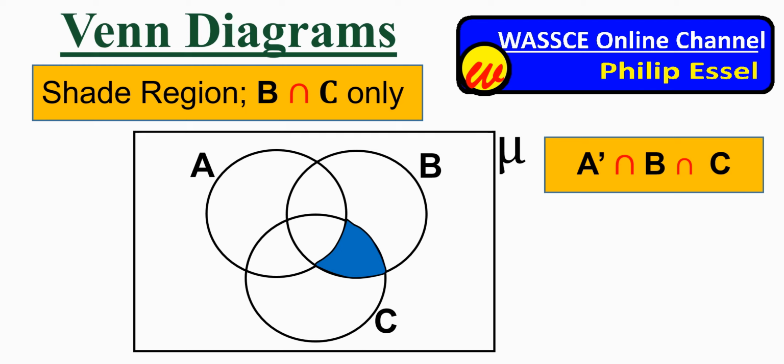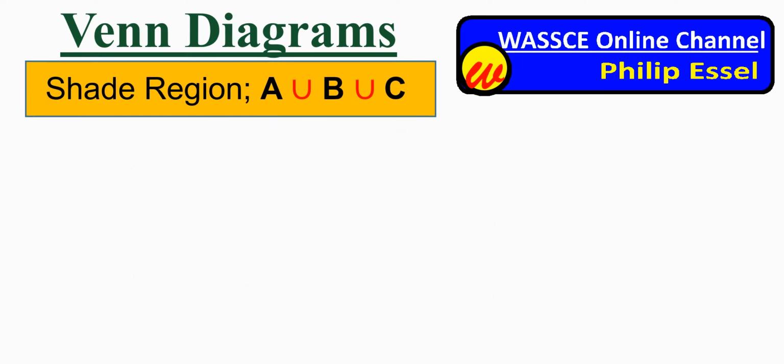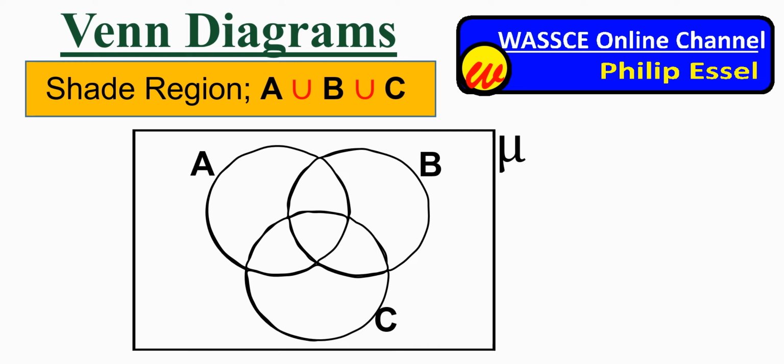Let's look at our next example. Now, let's look at the region A union B union C. First, let's show our Venn diagram of three intersecting sets. Let's also note that the word union means to unite. So A union B union C means we are joining the set A, B, and C together to form one unit.